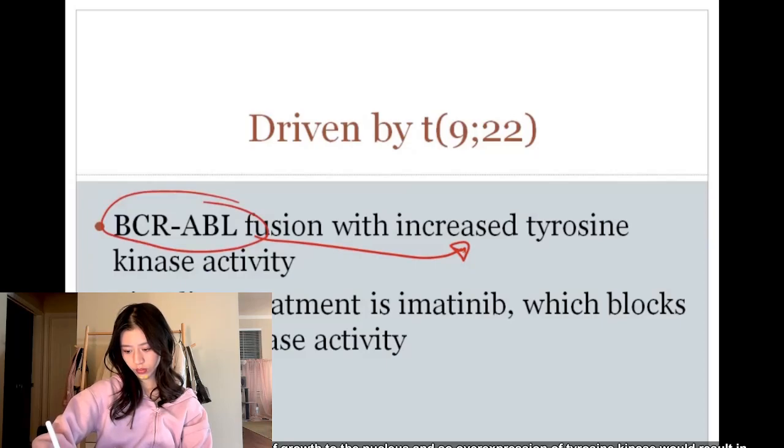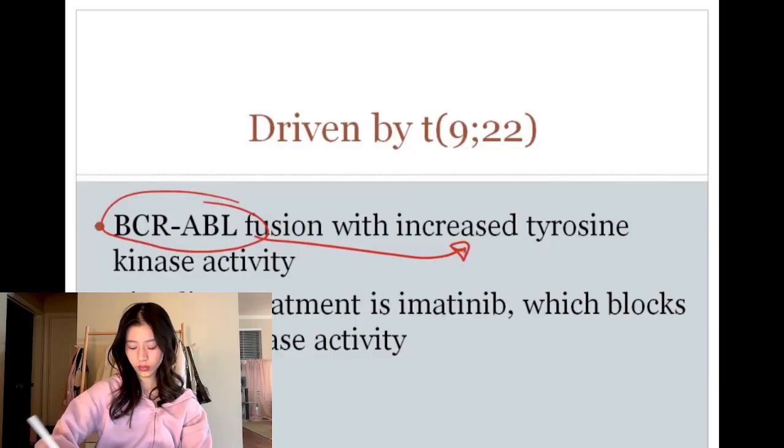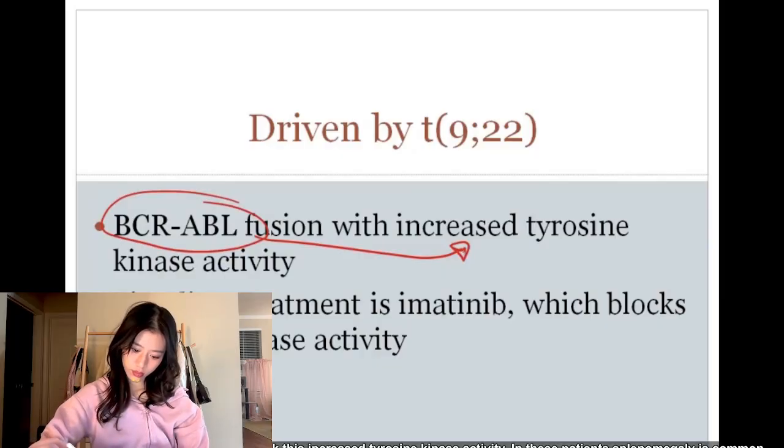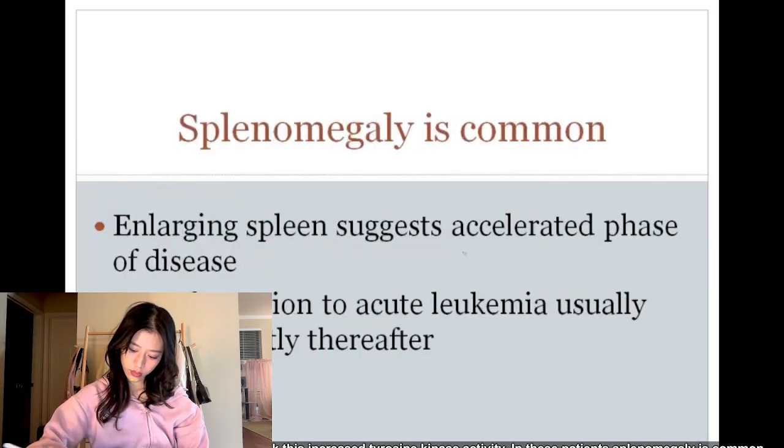The first line of treatment is imatinib, and imatinib basically blocks the excessive tyrosine kinase activity. It's a designer drug that has been designed to specifically block this increased tyrosine kinase activity. In these patients, splenomegaly is common.